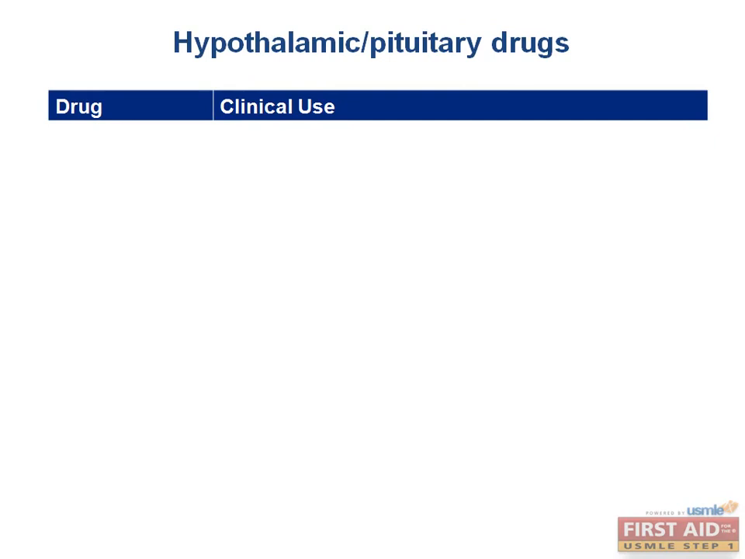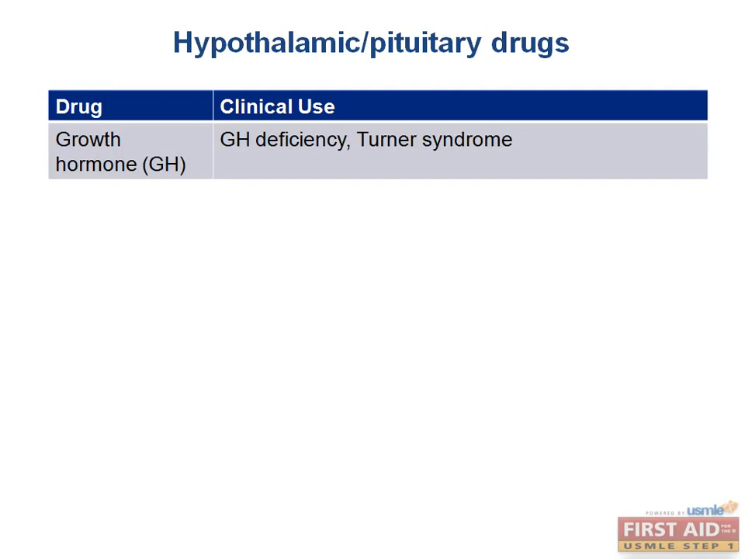Let's talk about a few drugs that are related to the hypothalamic pituitary axis. The first is growth hormone, which can be given to patients with short stature due to growth hormone deficiency or Turner syndrome. Do you remember what karyotype is associated with Turner syndrome? Right, XO.